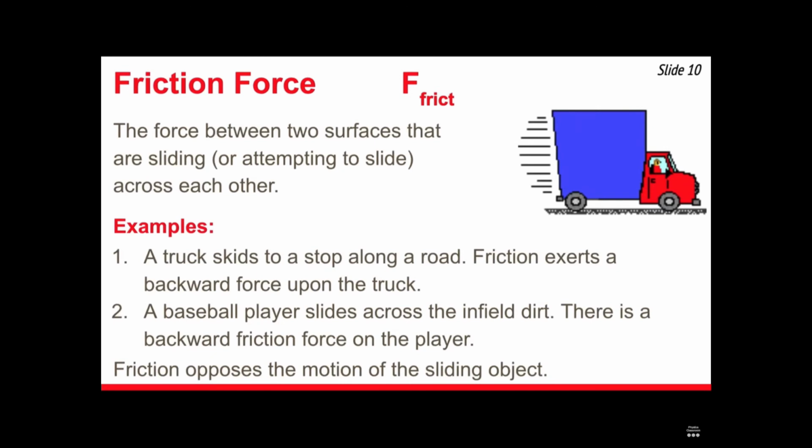Friction force is also a contact force. We denote it by the symbol F_frict. This is the force between two surfaces that are sliding, or at least attempting to slide, across each other. An example is a truck skids to a stop along a road. In this case, friction exerts a backward force upon the truck. Or a baseball player slides across the infield dirt. In this situation, there's a force between the infield surface and the player's uniform. It's a backwards friction force. In fact, friction usually opposes the motion of sliding objects. Friction will be the topic of another video later in this video tutorial series.